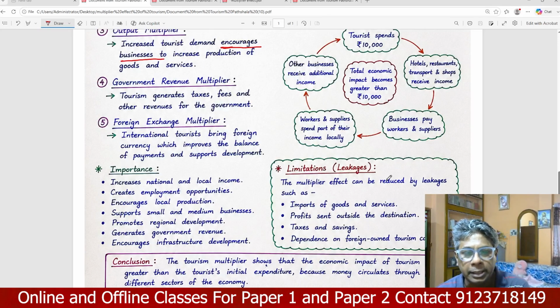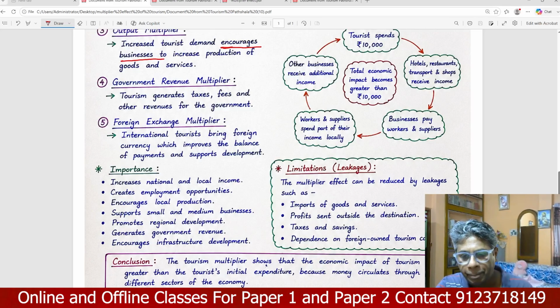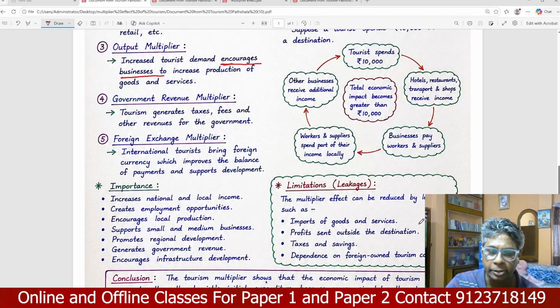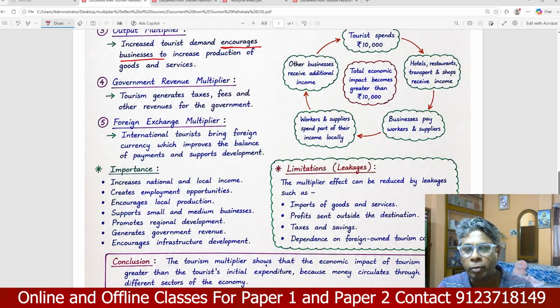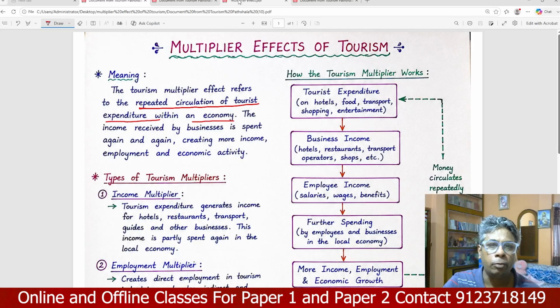What are the limitations? The limitation is related to leakage. The multiplier effect can be reduced by leakage, such as import of goods and services. When the destination imports goods and services, money leaks out. Profit sent outside the destination, taxes and savings are also limitations or leakages of the multiplier effect, as is dependence on foreign-owned tourism companies, where foreign companies get the benefit. So the tourism multiplier shows the economic impact of tourism is greater than the tourist's initial expenditure, because money circulates through different sectors of the economy. Now we move on to solve the question.